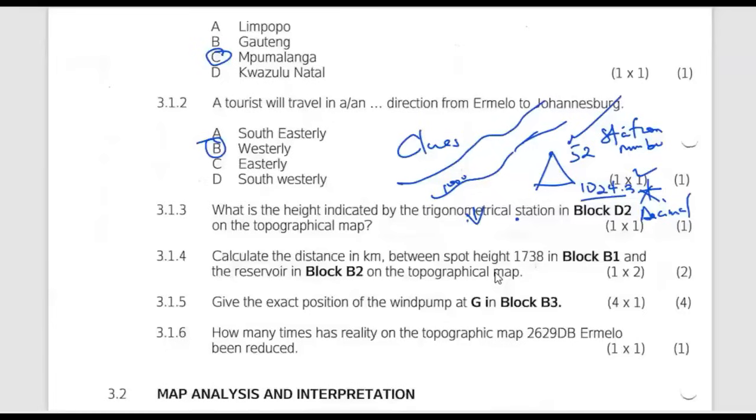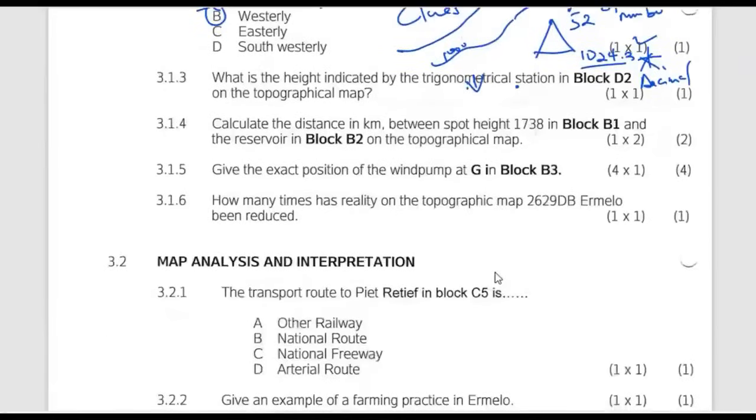Right. Then calculate the distance in kilometers between the spot height and the reservoir on the topographic map. You're just supposed to measure. You measure the distance between the two using your ruler. Measure the straight line distance. And remember, our answer is supposed to be presented in kilometers. Your measurement distance, you multiply it by 0.5 kilometers. Let's say, for example, you measure and you get 3 centimeters. You multiply this 3 by 0.5.